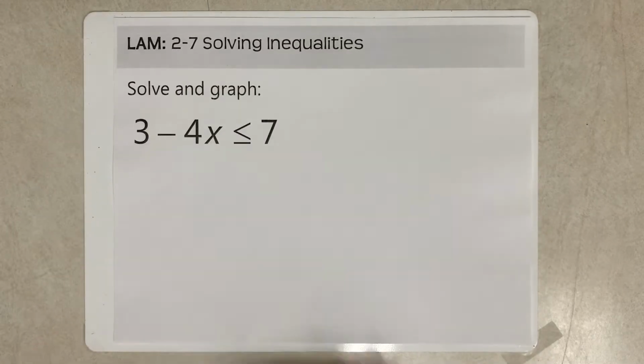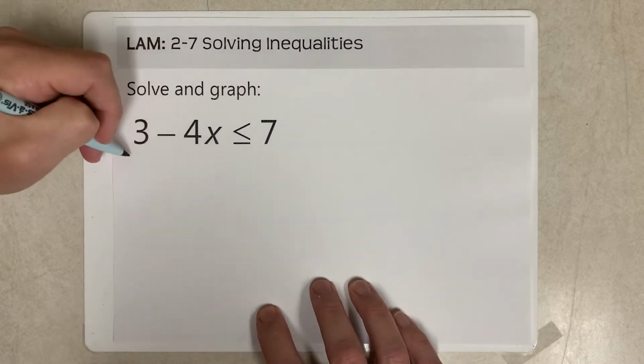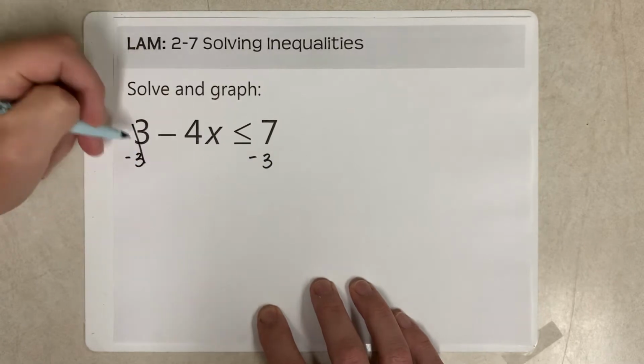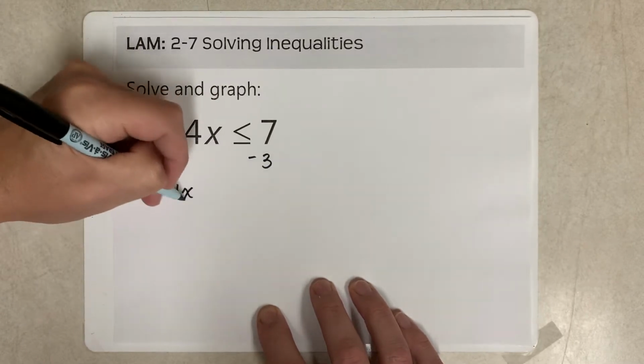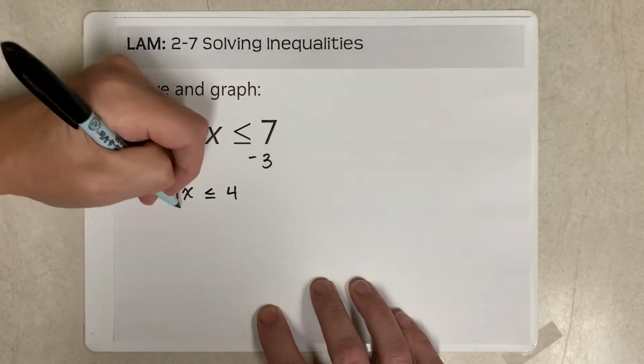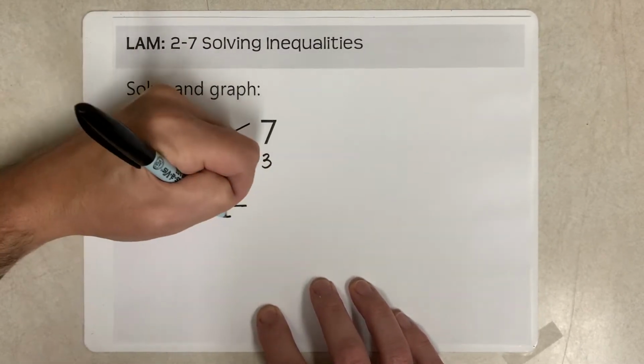All right, this one says 3 minus 4x less than or equal to 7. And so this time, I'm going to go ahead and subtract 3 on both sides. Bring down my negative 4x less than or equal to, then that would be 4. And now I'm about to do something interesting. I'm about to divide by a negative 4.